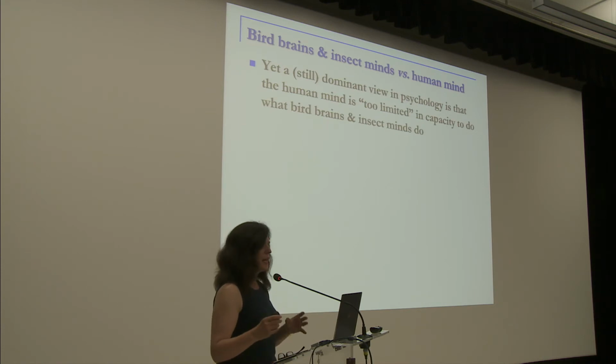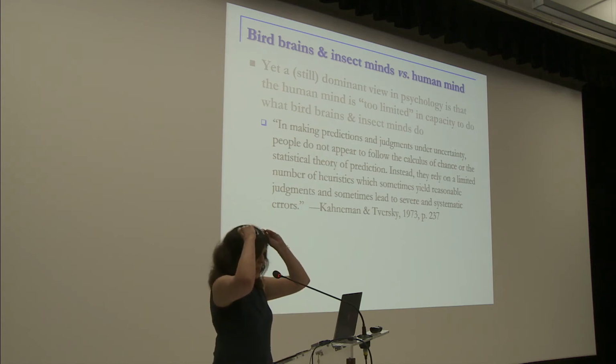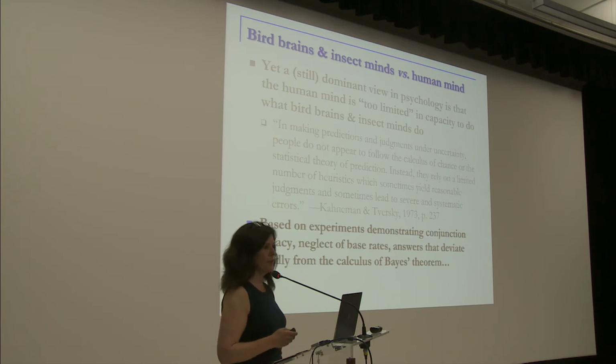A still dominant view in psychology, despite this, is that the human mind is too limited in capacity to do what bird brains and insect minds do. In making predictions and judgments under uncertainty, this is Kahneman and Tversky again, people do not appear to follow the calculus of chance or the statistical theory of prediction. Instead, they rely on a limited number of heuristics, which sometimes lead to reasonable judgments and sometimes lead to severe and systematic errors. And that was based on, you can replicate any of their experiments, they're very replicable, most of them, demonstrating the conjunction fallacy, neglect of base rates, answers that deviate wildly from the calculus of Bayes' theorem.